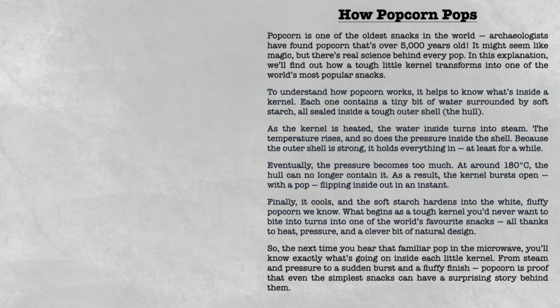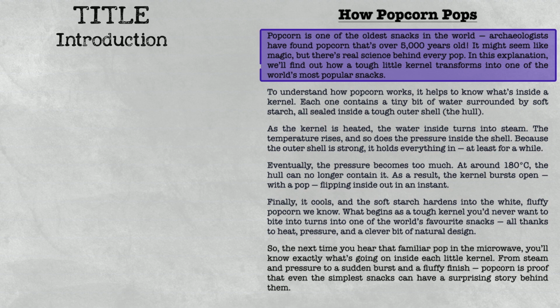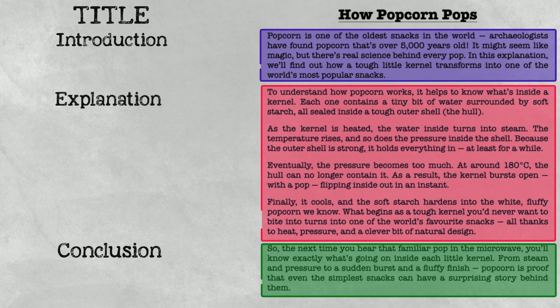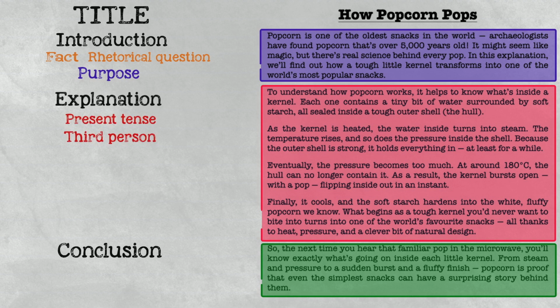So here's my explanation text in full. I began with the title, followed by the introduction, the explanation, and the conclusion. The short introduction should grab the reader's attention, and you can do this by sharing an interesting fact or asking a rhetorical question. It also needs to make the purpose of the text clear right from the start. The explanation forms the main body of the text. It should be written in the present tense and in third person.